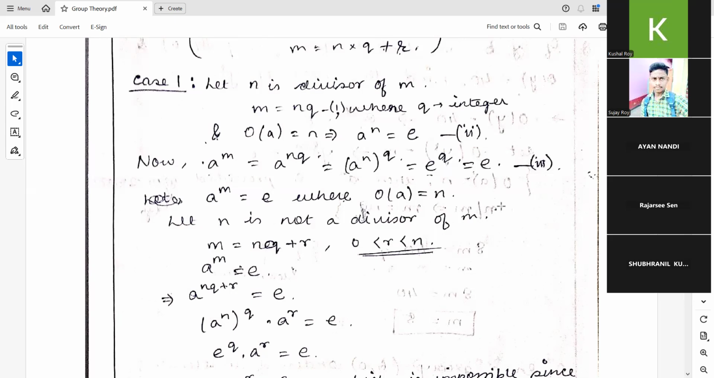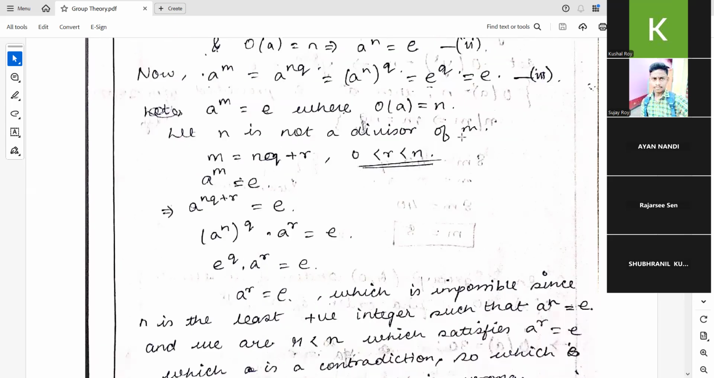Now, if n is not a divisor of m, by the division algorithm we can write m is equal to nq plus r, where 0 is less than r is less than n. This r is the remainder, and r can't be 0 here because n is not a divisor of m, as assumed. So the remainder can be 1, 2, 3 up to n minus 1.